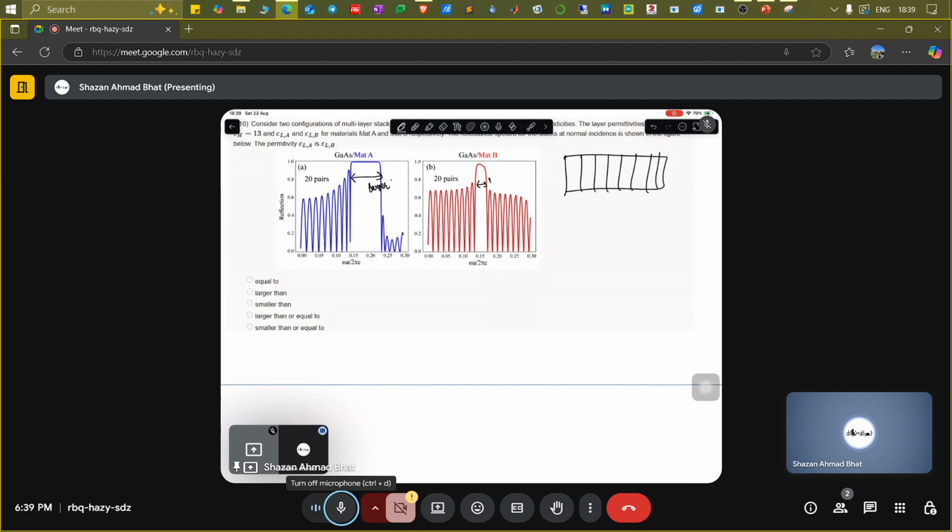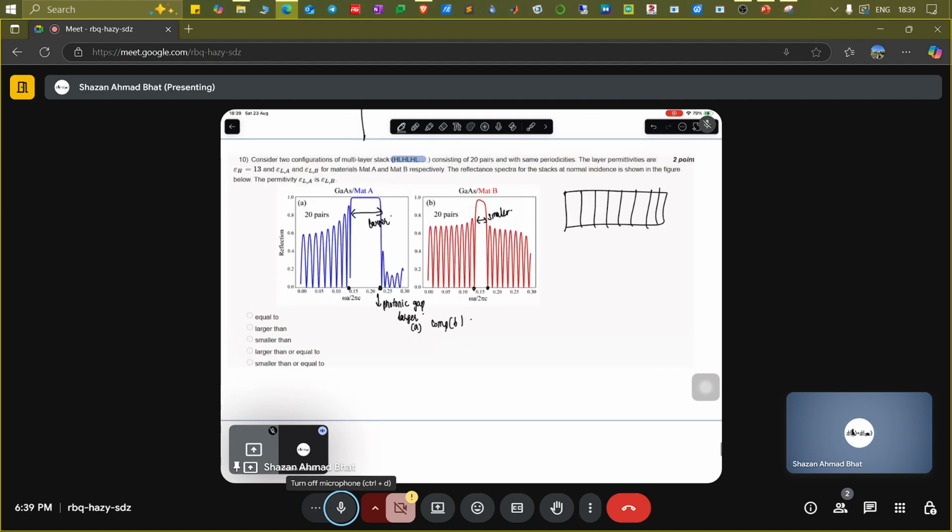For this, the reflectance bandwidth is smaller. That means it's only reflecting these wavelengths, but here it's reflecting a lot more wavelengths. So the photonic band gap here is higher. So the photonic gap is larger, I should say larger for A compared to B. That is one observation we can make.